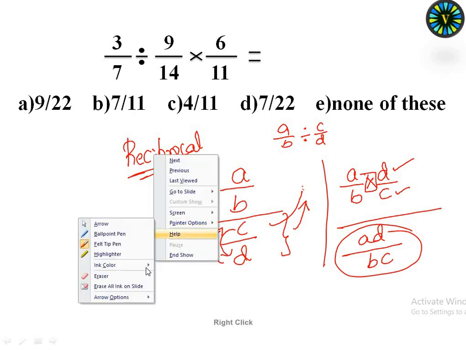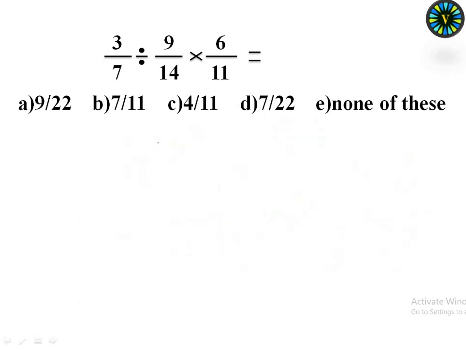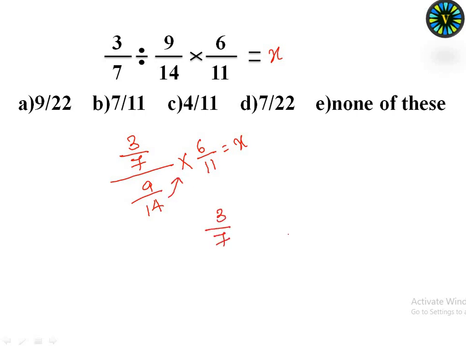Okay, I am erasing this. Let's see how to solve this. So, as you can see, I am taking this whole divided by 9 divided by 14 multiplied with 6 divided by 11 is equal to x. I will take this as x. Okay. So, as I said earlier, the reciprocal concept. Now see. So, 3 divided by 7, suppose I take this out, this will become 14 divided by 9. Is this clear? Later, multiplied with 6 by 11 is equal to x.